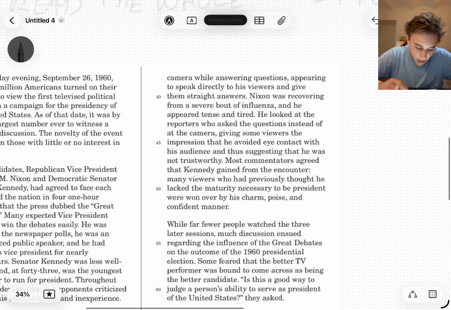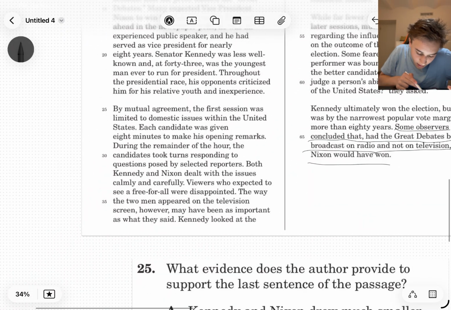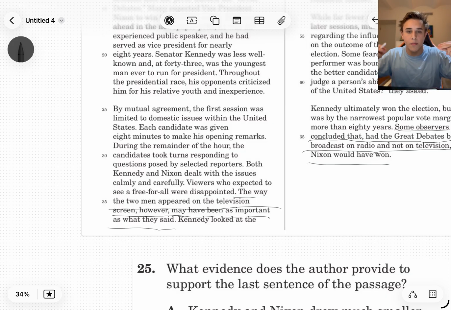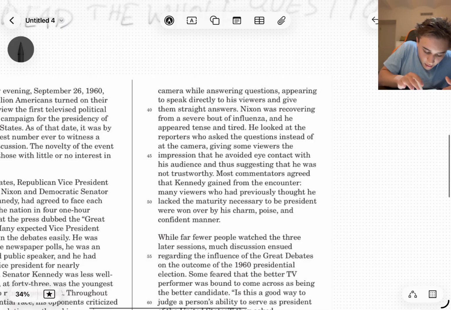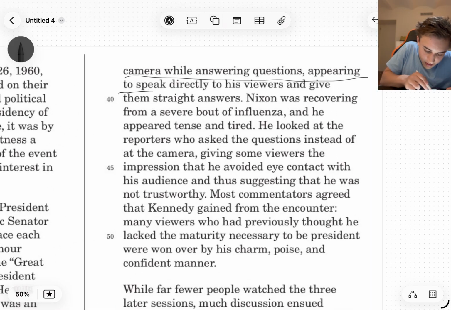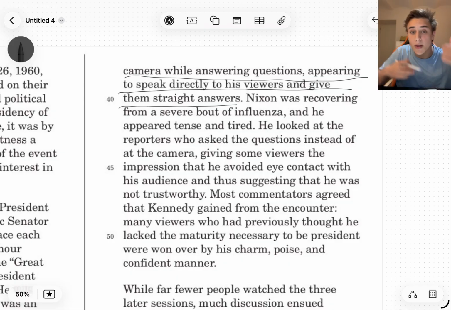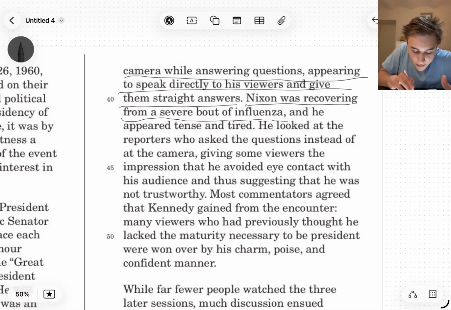So if we look here to this part, so first of all, the way the two men appeared on television screen, however, may have been as important as what they said. So that talks about the debate being on television, and it sort of says, okay, well, this is what happens because of the fact that the debate is on television. So Kennedy looked at the camera while answering his questions, appearing to speak directly to his viewers and give them straight answers. This probably made him look like a very suitable and competent presidential candidate. Meanwhile, Nixon was recovering from a severe bout of influenza.